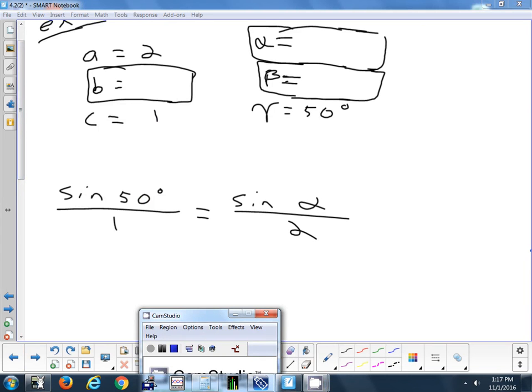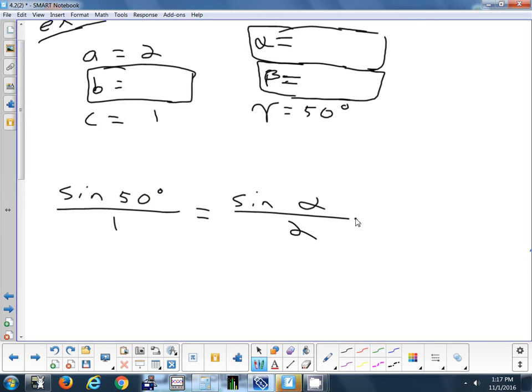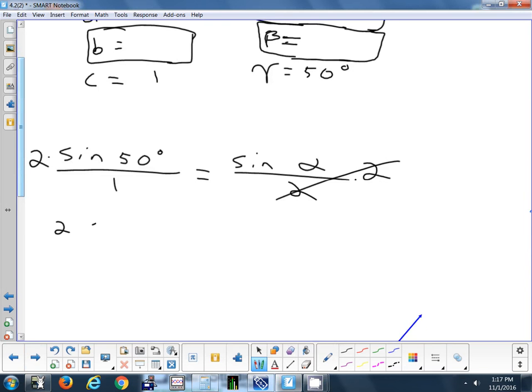All right, so in this one, this is an example where you don't really need to cross multiply because this is just a denominator of 1. So what I would do is just multiply by 2 on the right, multiply by 2 on the left. And that's all you have to do to get sine alpha by itself.